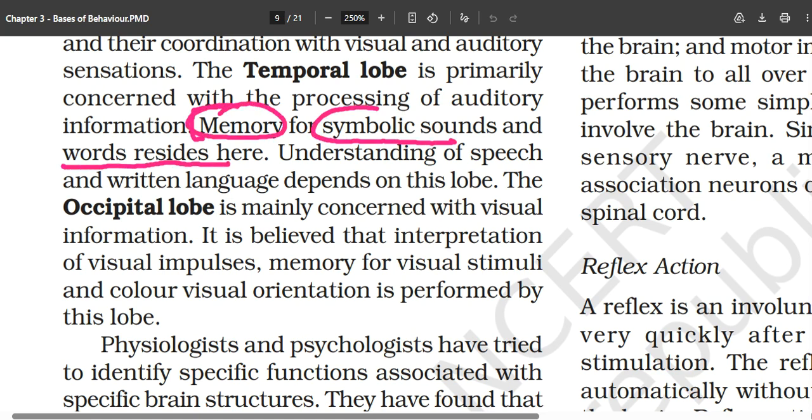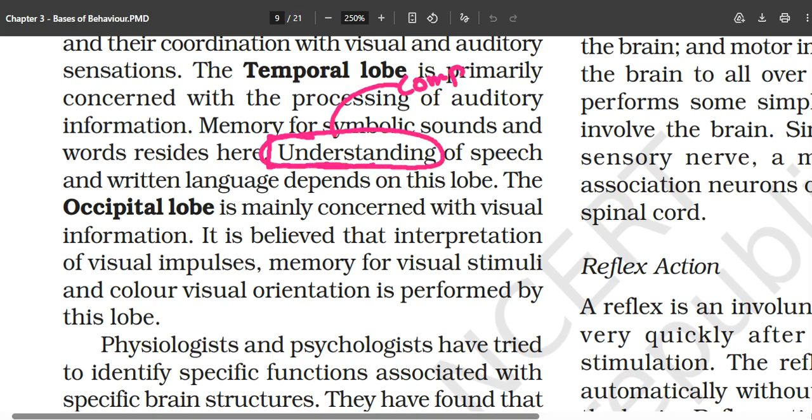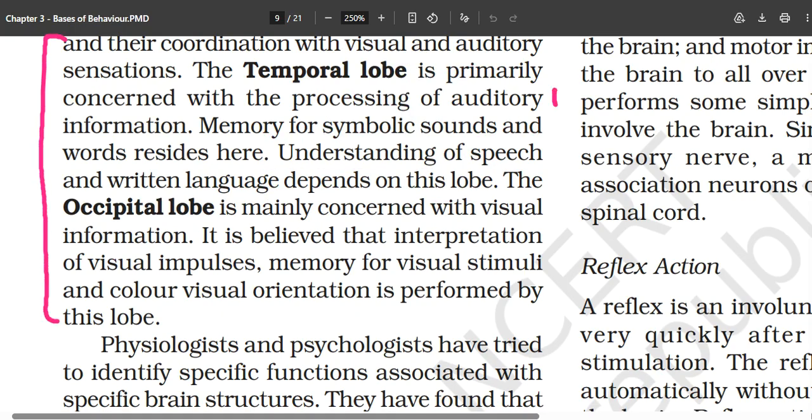Okay, now next is your memory for symbolic sounds and words resides here. Memory for symbolic sounds. Okay, now a very important line is coming into the picture. Understanding. What is the alternate for understanding? It is your comprehension. Okay, you might have solved n number of comprehensions in your life. Understanding of speech and written language depends on this lobe. Now as you can read, or as I can read this, why? Because Wernicke's area is performing properly.